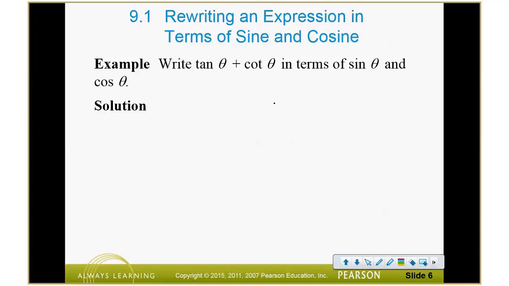All right, try this one. Write tan of theta plus cotan of theta in terms of sine and cosine.